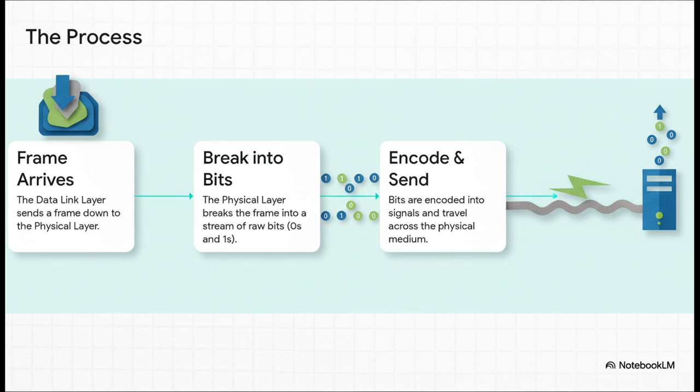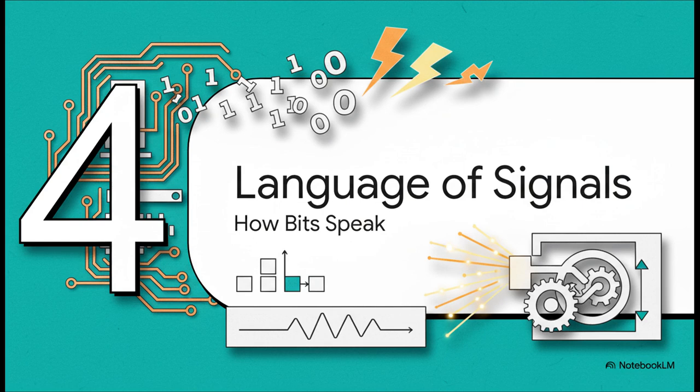The physical layer gets this frame and immediately breaks it down into just a raw stream of ones and zeros. Then it encodes that stream into a signal, let's say an electrical pulse. That pulse zips down the cable. On the other end, the receiving device's physical layer does the exact same thing but in reverse. It detects the pulse, translates it back into a 1 or a 0, and passes it up the chain to get put back together. But how does that translation actually happen? I mean, how do you teach a 1 and a 0 to speak the language of electricity or light? Well, that is the art and science of encoding, and that's what we're jumping into next.